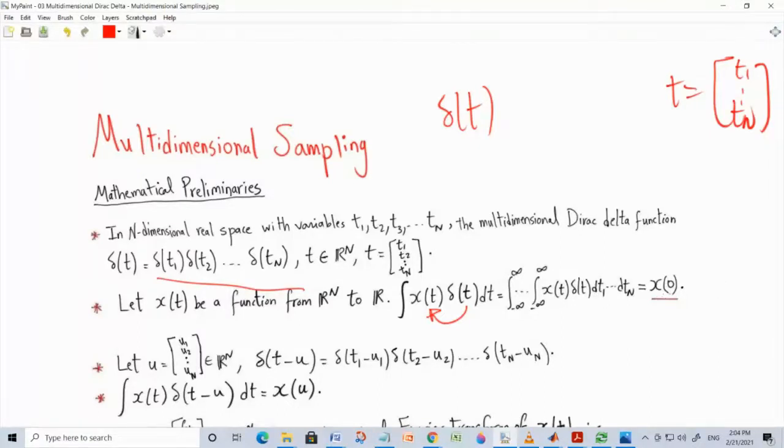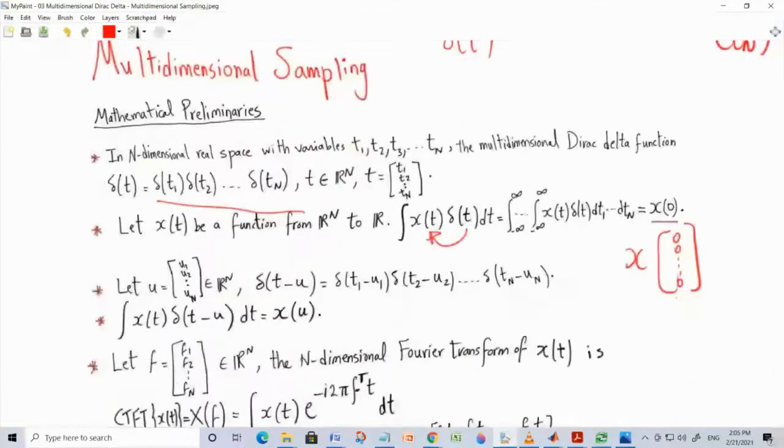Okay, note that I write it x of 0 here, but actually it is x of 0, 0, and 0. So again, here we use a compact representation, where I can write things as x of t, but you understand in the context that actually it is x of t1, t2, t3 up to tn, and so on. Shifts can be understood in a similar way.